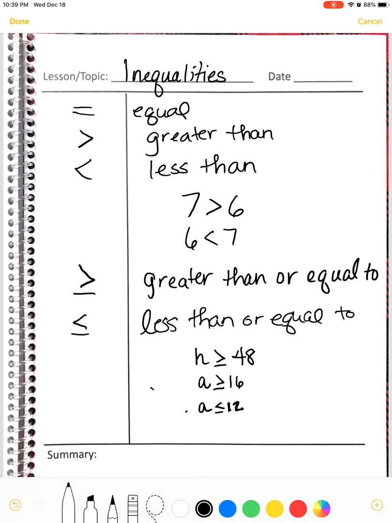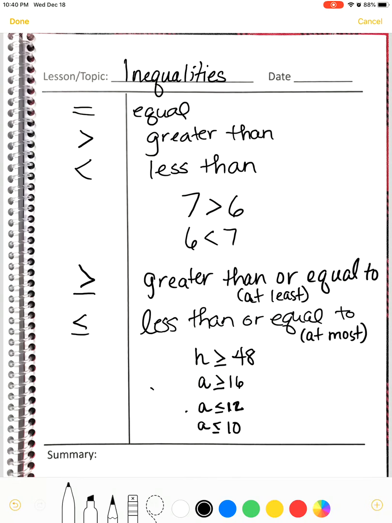Maybe ordering off the kids menu, they say your age has to be 10 and under, right? So at most you could be is 10. So your age has to be less than or equal to 10. All right, so some of the words that we would see there: for greater than or equal to, we might see at least, because they gave us the lowest possible amount, right? And we want anything bigger than that. Where less than or equal to, you might see at most.